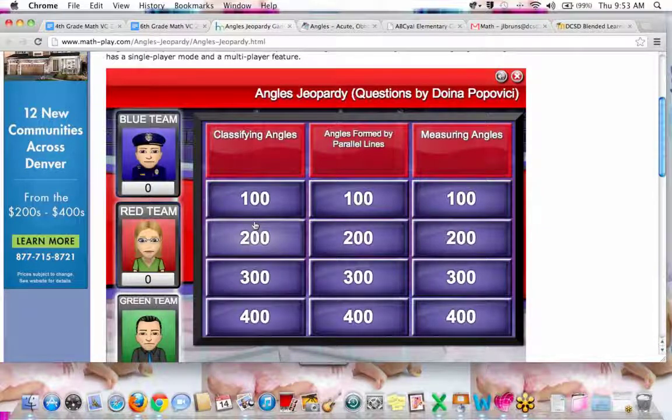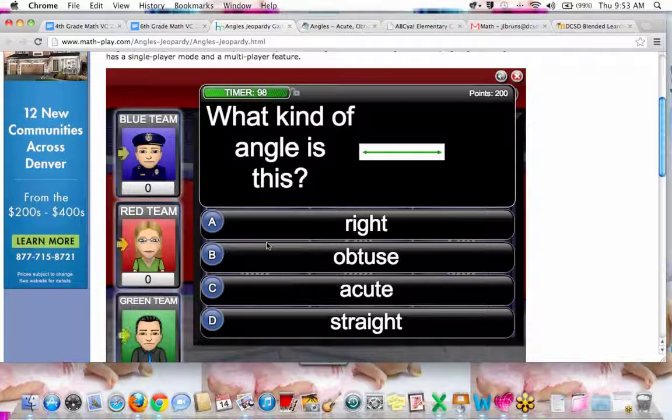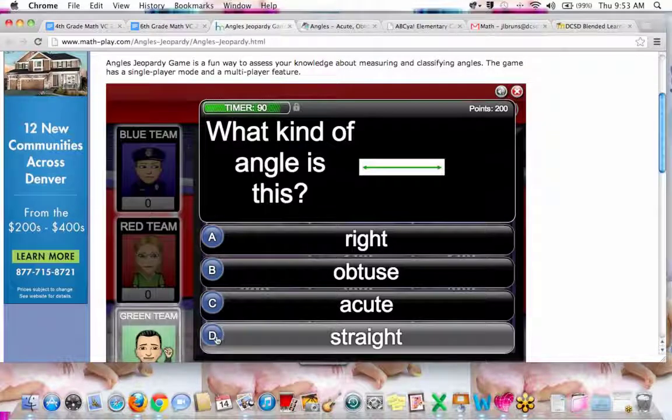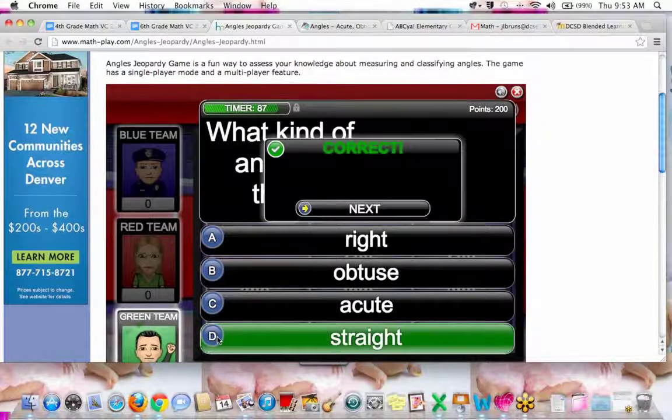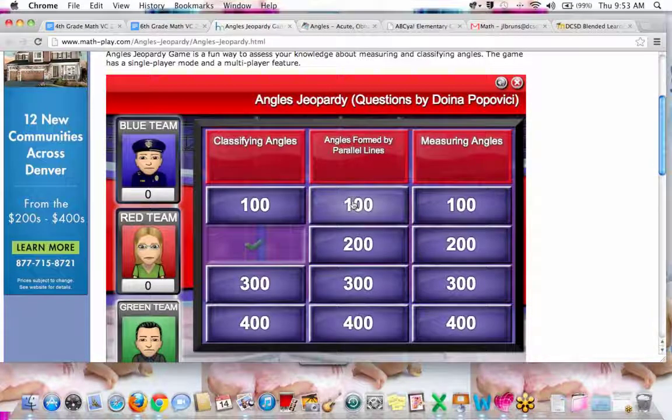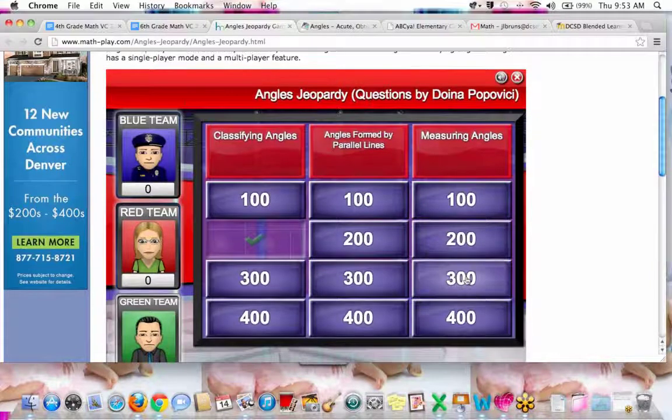Classifying angles for 200. Okay. What kind of angle is this? Straight. All right. So Dakota buzzed in with straight. Actually, he just yelled it out, but that's okay. Good job. All right. Go ahead and pick our next category, Dakota. Measuring angles for 300. Okay. And all of your microphones are on, so you can just go ahead and say your response. It might be quicker than the chat.